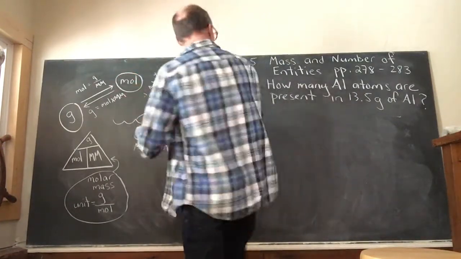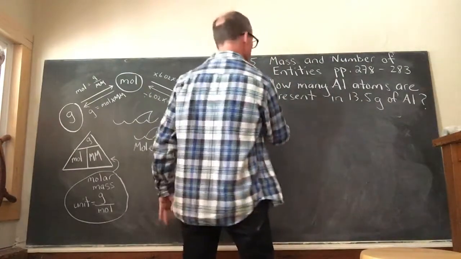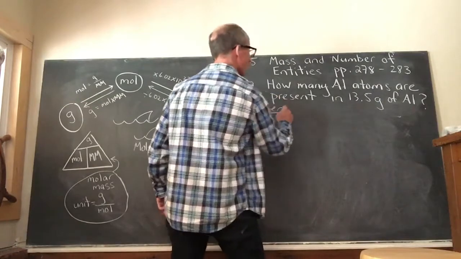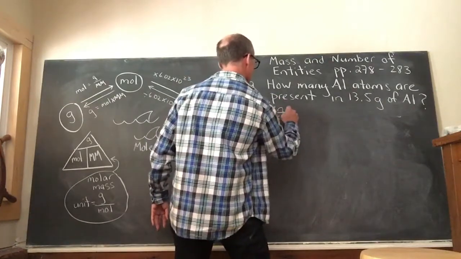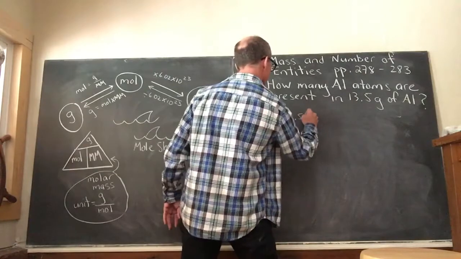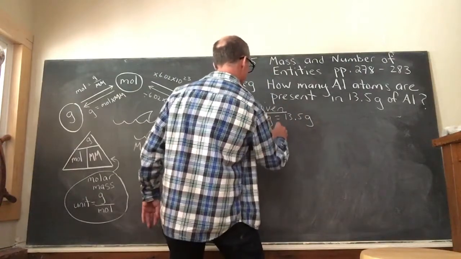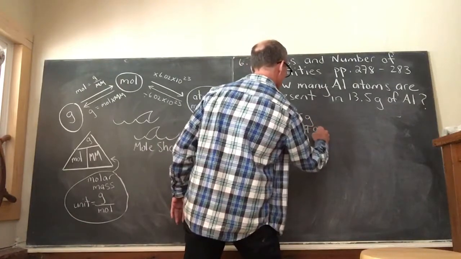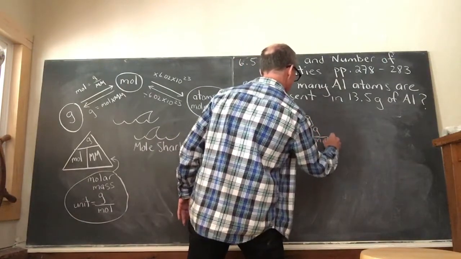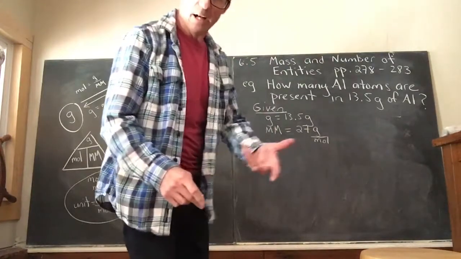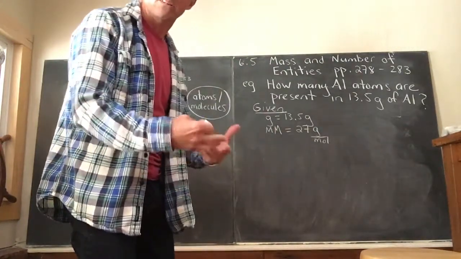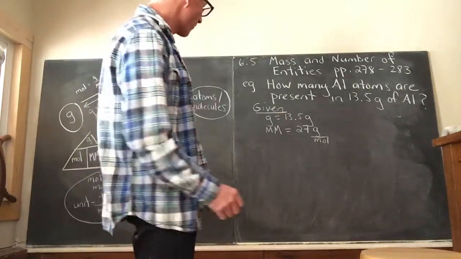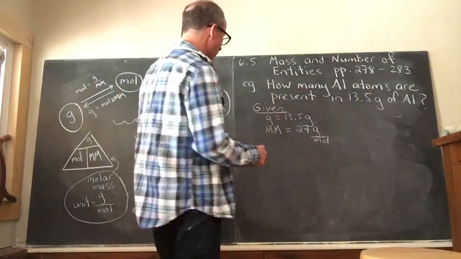So our first step is mass to mole. So what do we know? Well, we know a couple things. We know the mass is 13.5 grams, and we know from our table that the molar mass of aluminum is 27 grams per mole. I'm rounding that up from 26.98 to make life simple. If you want to be more accurate, that's fine. Nothing wrong with that. So let's figure out our moles.